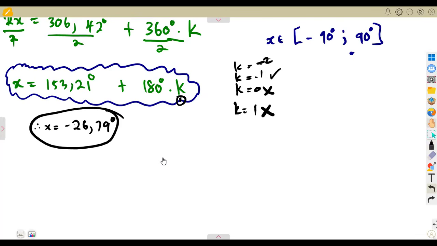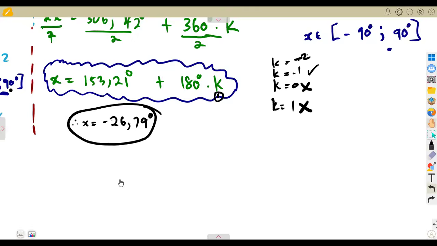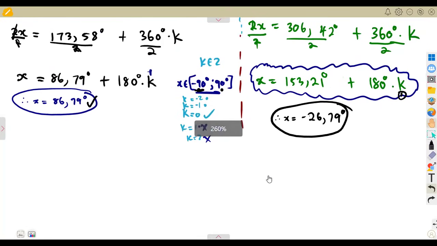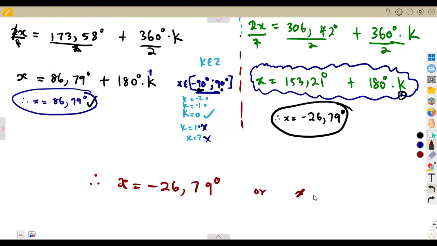So these are the exact solutions we're now talking about, from the general solution. You write the exact solution. There are two solutions which satisfy the interval that we are given. Therefore, we can conclude that our x is going to be negative 26.79 degrees, or our x is going to be given as 86.79 degrees.